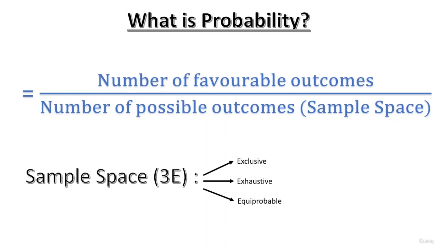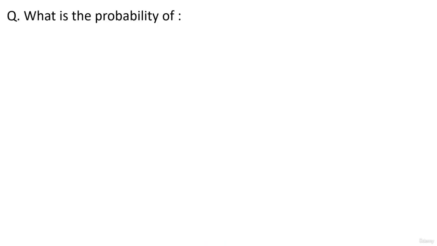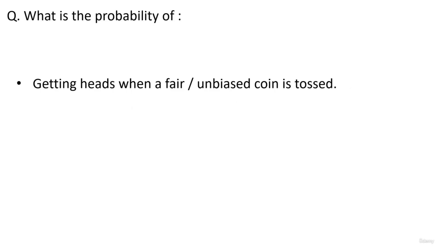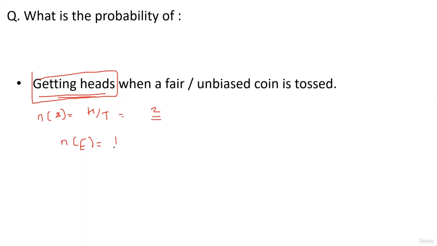If that is the case, let's understand a few basic examples of probability. First question: what is the probability of getting heads when a fair or unbiased coin is tossed? The sample space will consist of two outcomes, either a head or a tail. The question asks for getting heads, so your favorable outcome is getting heads. Exactly one event is in your favor. So the required probability is the number of favorable events divided by the sample space, 2. So 1 by 2, the answer is half.